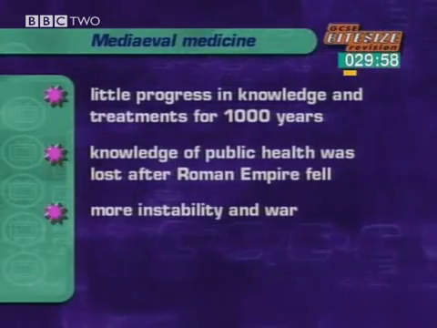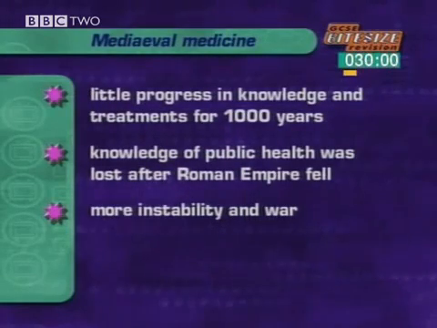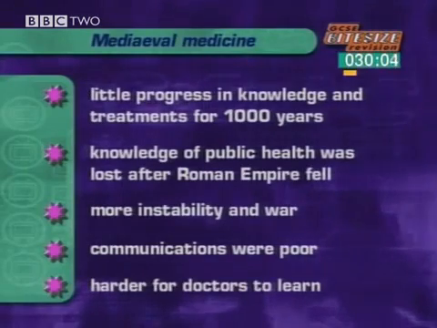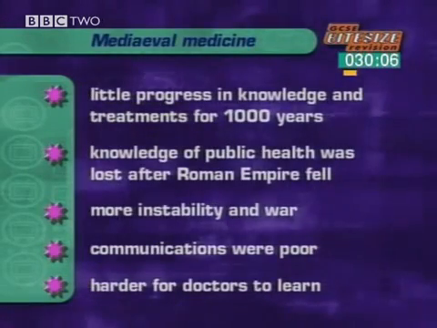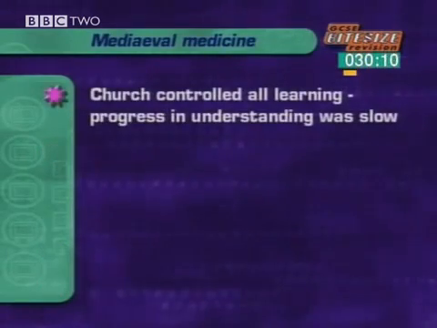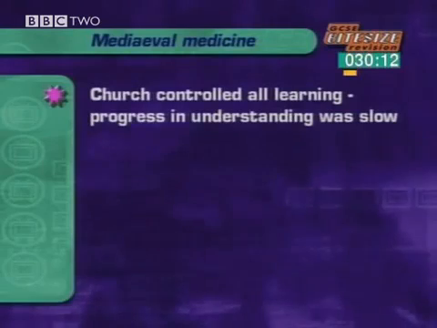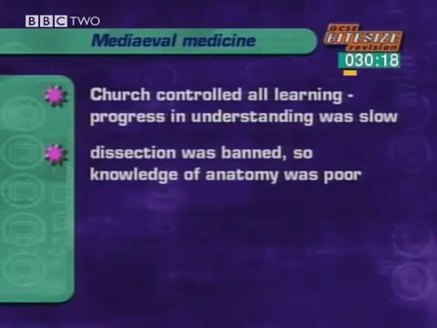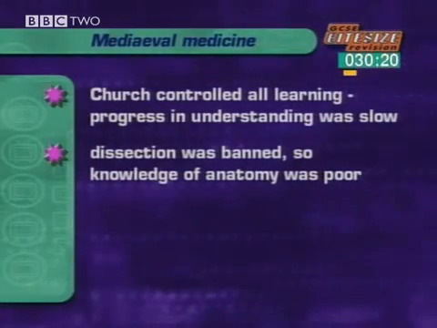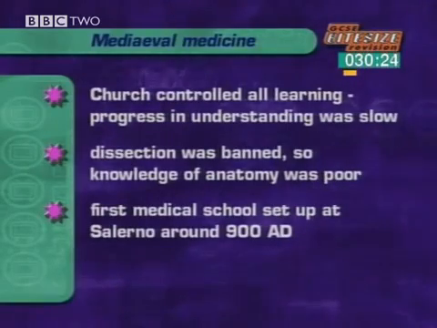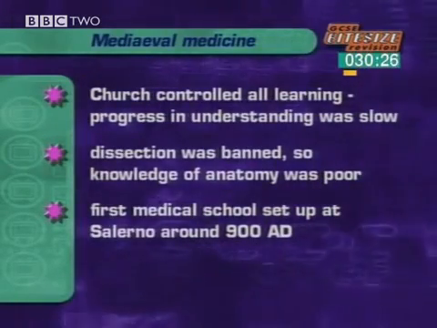There was more instability and war. Libraries and universities collapsed, and communications were poor, so it was much harder for doctors to learn or discuss ideas. During the Middle Ages, the Church controlled all learning. This made progress in medical understanding difficult and slow. The Church banned dissection, so knowledge of anatomy was poor. The first medical school set up in the Middle Ages was at Salerno in Italy in about 900 AD.